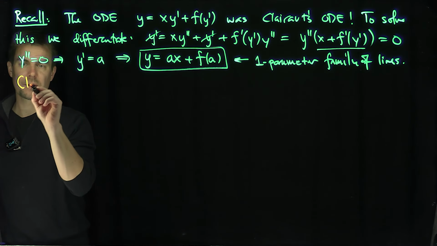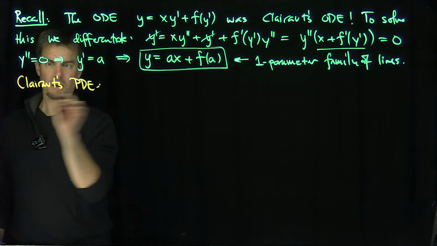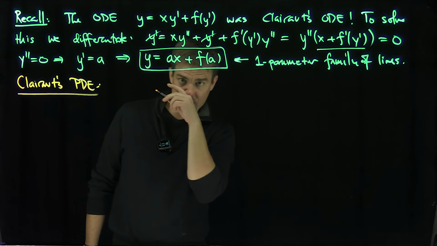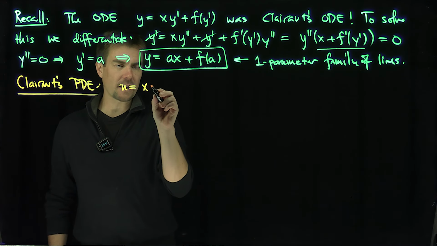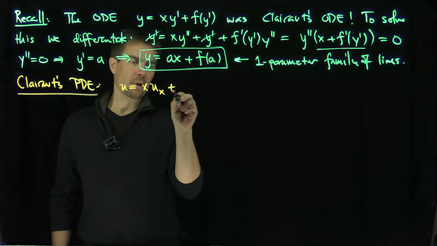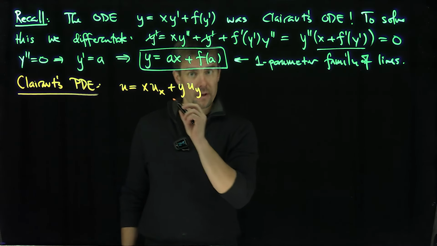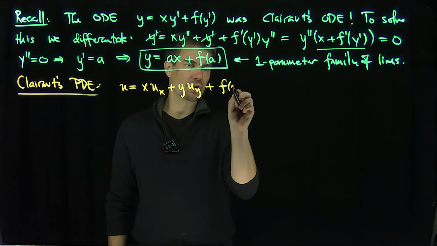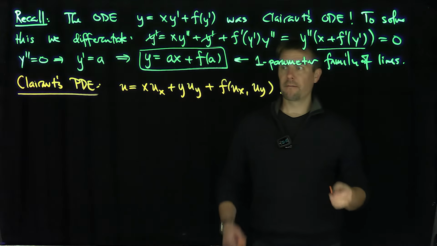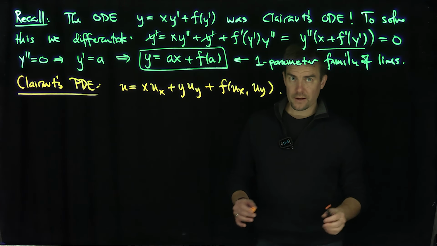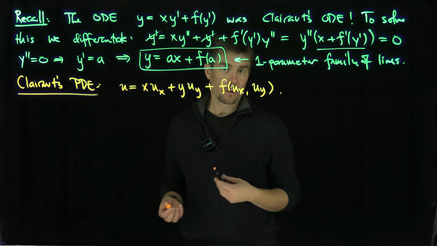So Clairaut's PDE is the following. Well, let's exactly try to mimic this behavior over here, right? So let's look at u is equal to x u_x plus y u_y. So that's just a first-order homogeneous PDE, right? But then plus now an arbitrary function of u_x and u_y, okay? That's Clairaut's PDE. Very, very similar looking, right? Now I can't do the same sort of tricks over here, but I can easily find a family of solutions just by analogy with Clairaut's ODE, right?